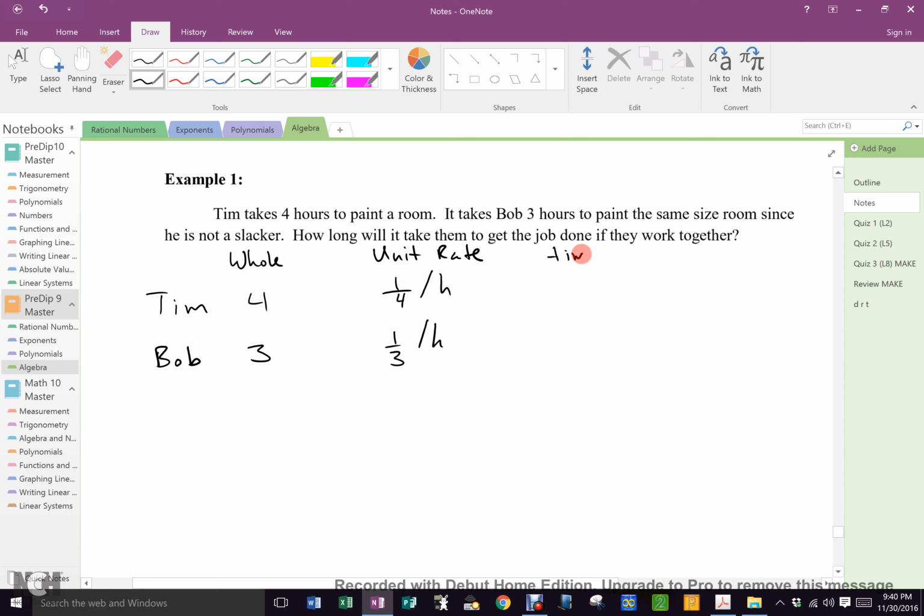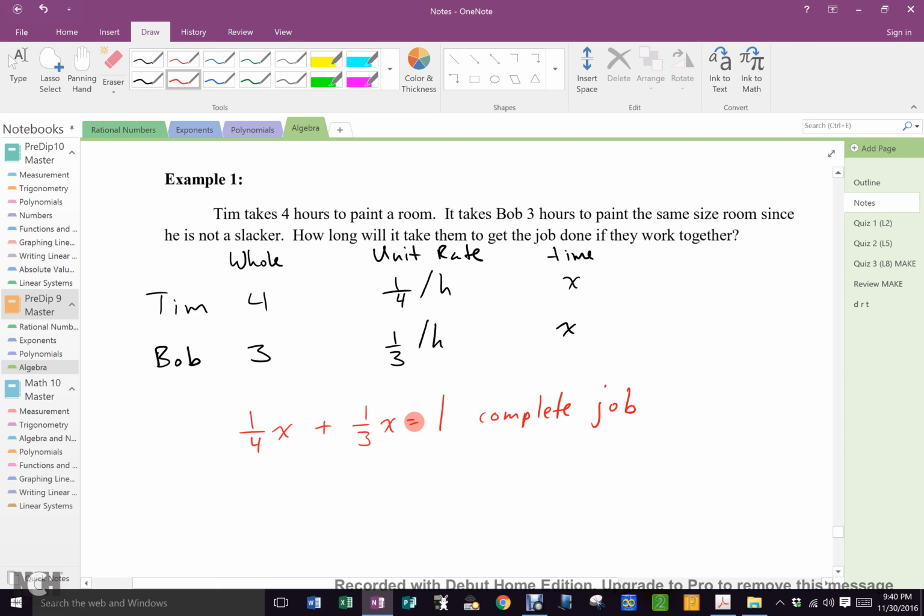And the time it's going to take them to get the job done is, we don't know. So, we're smart kids. 1/4 is the amount it gets done in 1 hour, but we're going to multiply it by X amount of hours plus 1/3 X equals how many complete jobs? 1 complete job.